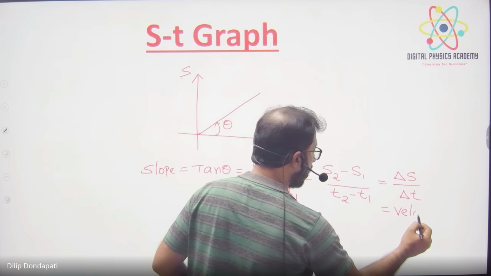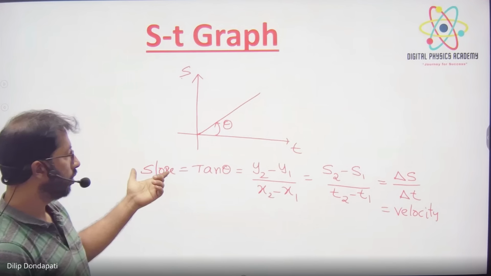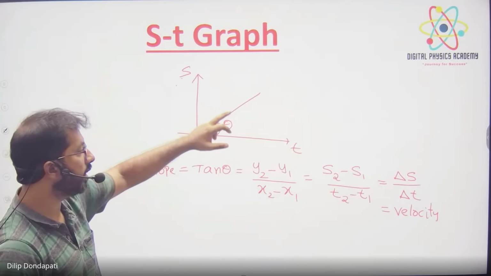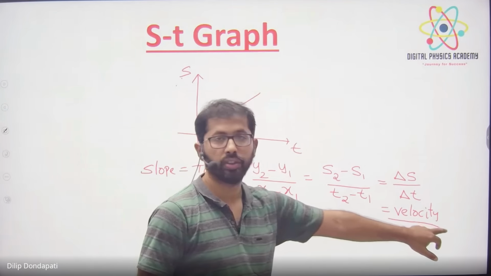So what can we conclude? Tell me. What can we conclude? That the slope of the displacement time graph gives velocity.